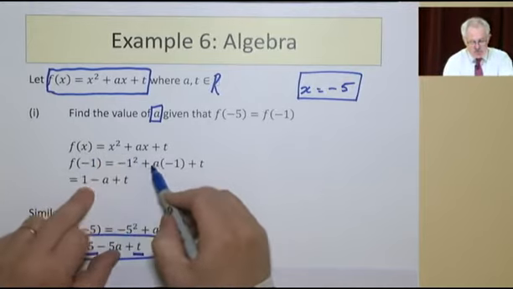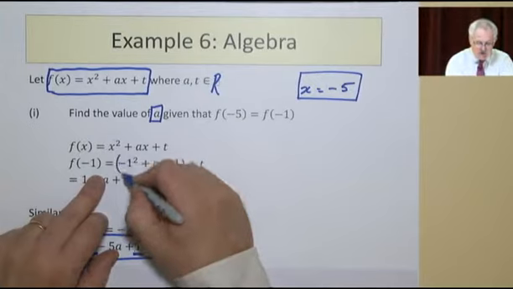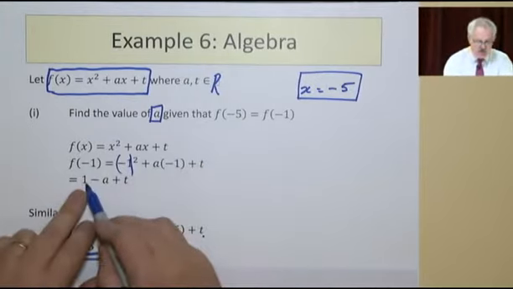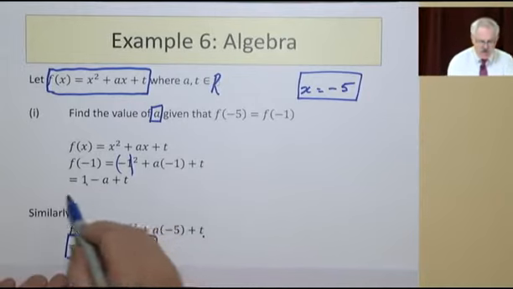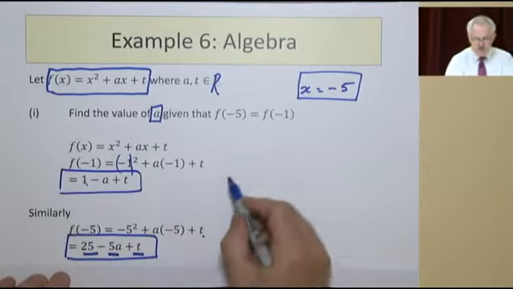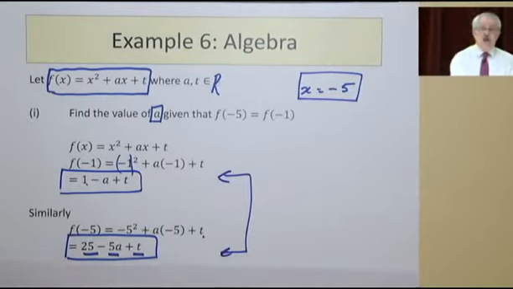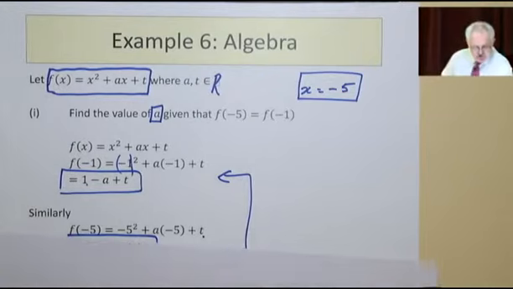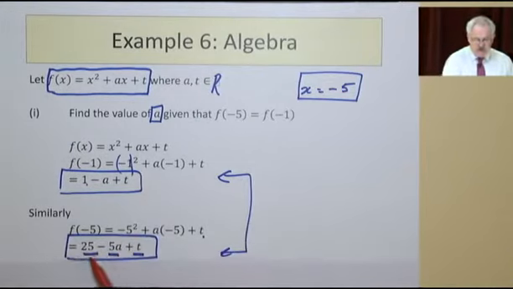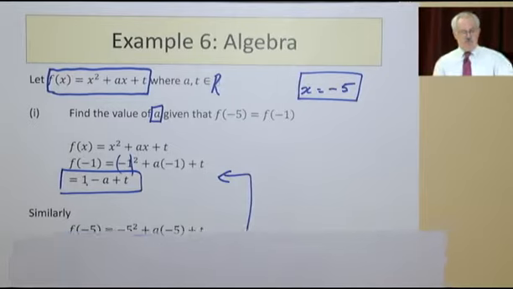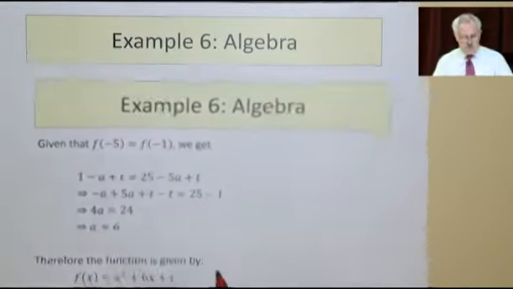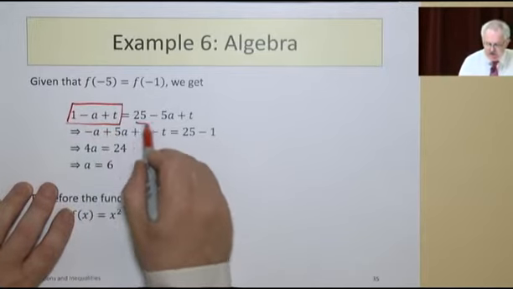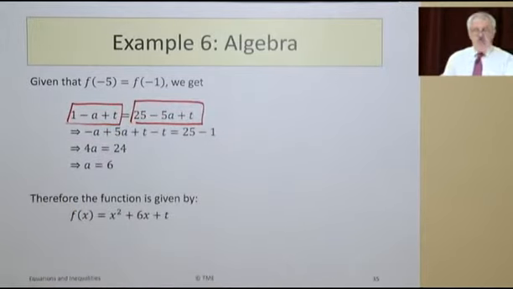Minus 1 squared plus a times minus 1 is t. So that turns out to be 1 minus a plus t. And what were we told about those two? That they were the same. So if they are the same, then 1 minus a plus t is the same as this. Rewriting, we get 1 minus a plus t is the same as that. That's an equation.